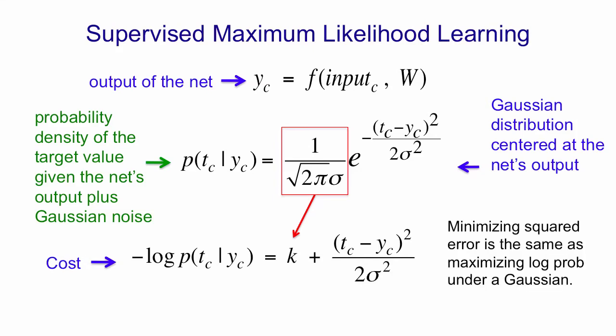It's helpful to know that whenever you see a squared error being minimized, you can make a probabilistic interpretation of what's going on, and in that probabilistic interpretation you'll be maximizing the log probability under a Gaussian.